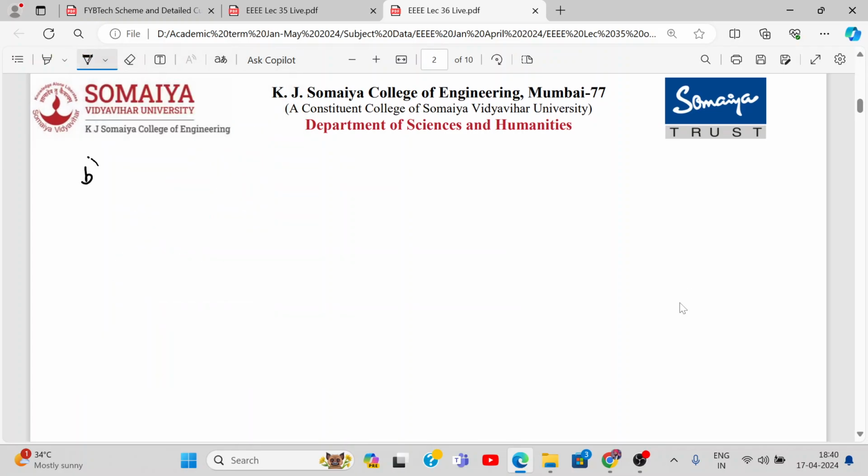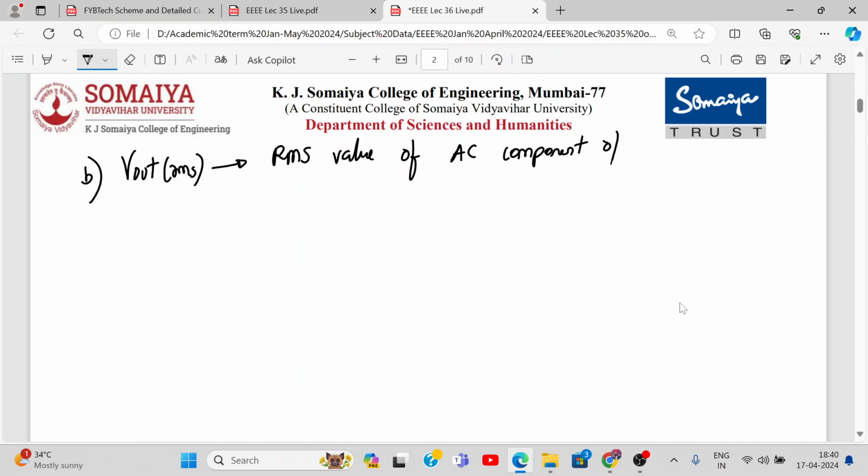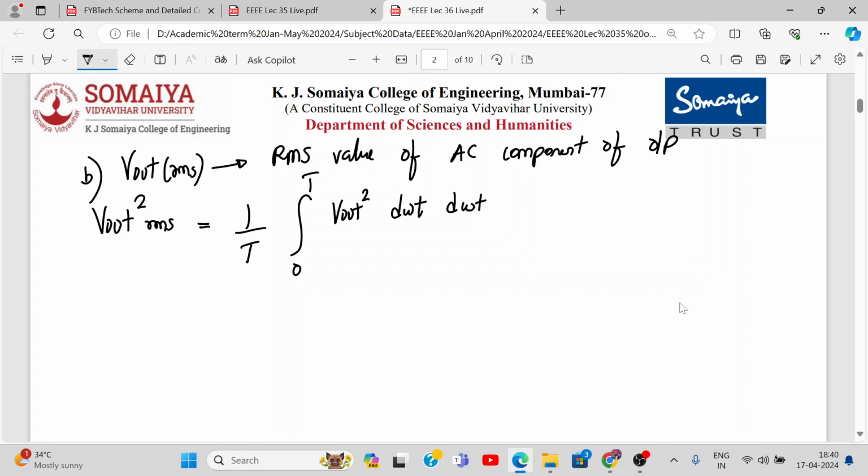So what is the RMS component? V out RMS, the RMS value of the AC component of output. Alright, so we'll write V out. What was the formula? V out square RMS is 1 by T integral 0 to T V out square of omega t d omega t, where period is 2 pi.